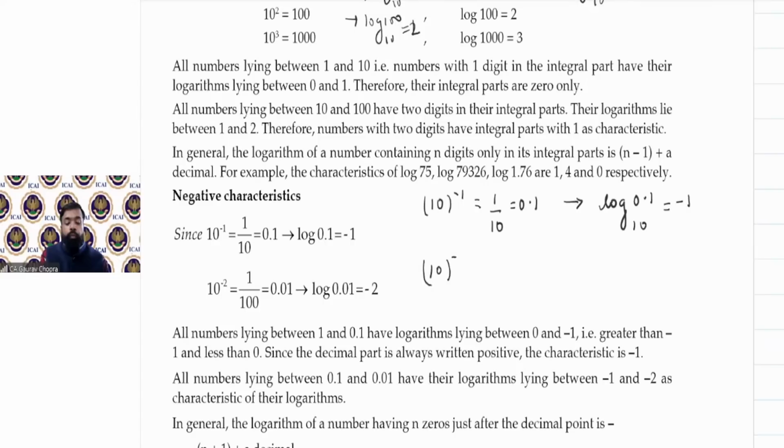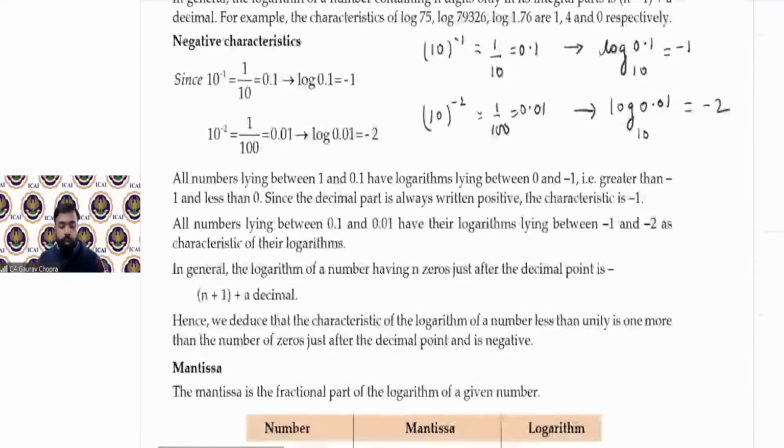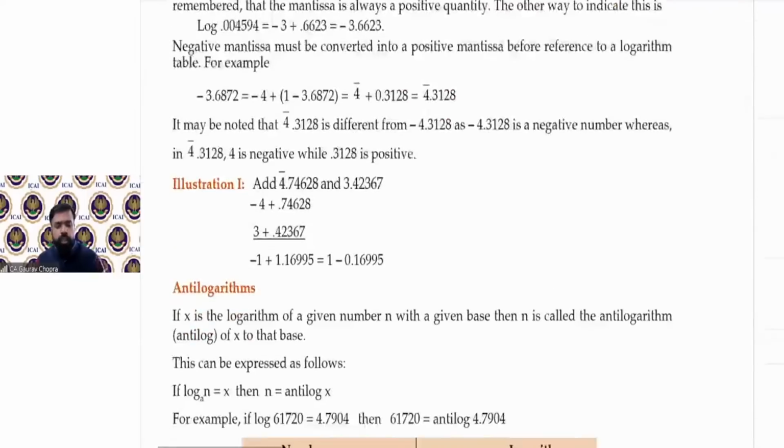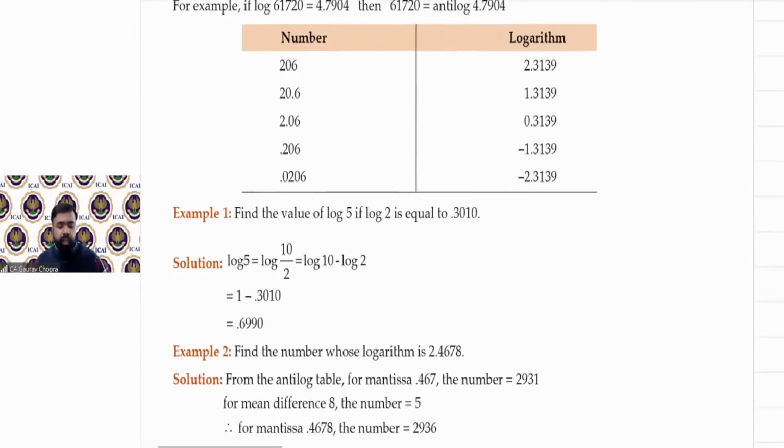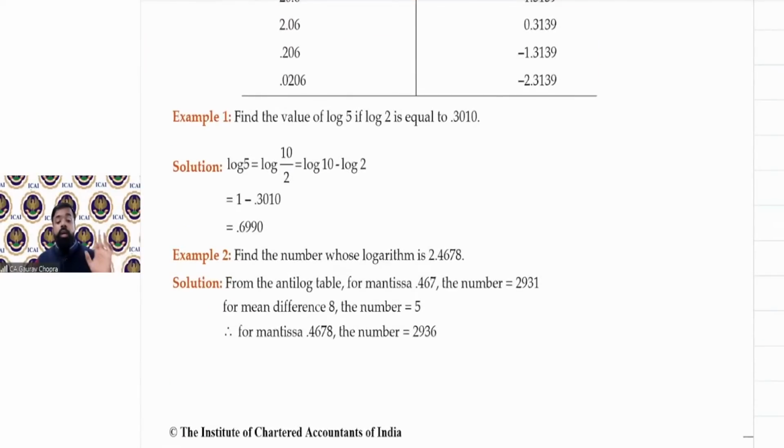Then 10 to the power of minus 2. It is 1 by 100, or you can write 0.01. So log of 0.01 base 10 is equal to minus 2. So in this way, we can convert from logarithmic to exponential and exponential to logarithmic form. Now these are not of much usage right now because we don't have to see the log table. But what kind of questions can come in the exam?